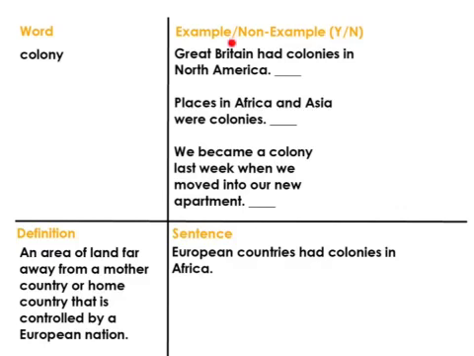Let's take a look at example, non-example. Great Britain had colonies in North America. Do I speak English today? Yes, I do. And that is because they had colonies in North America. Next. Places in Africa and Asia were colonies. You should be thinking, yes.